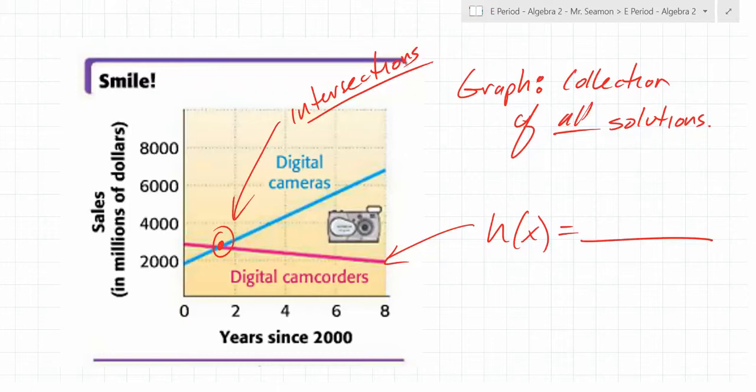What does the intersection, that point, mean in terms of the sales? It just means that at that specific time, the exact same amount in millions of dollars was being sold in each type of camera. That's a good question.